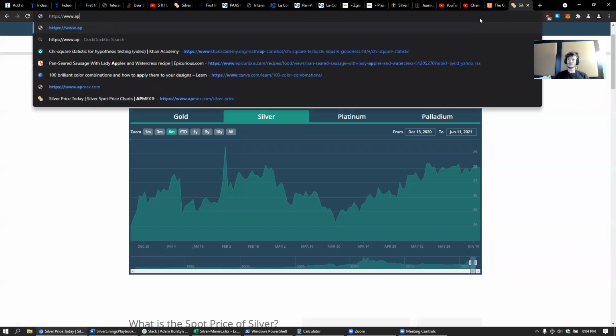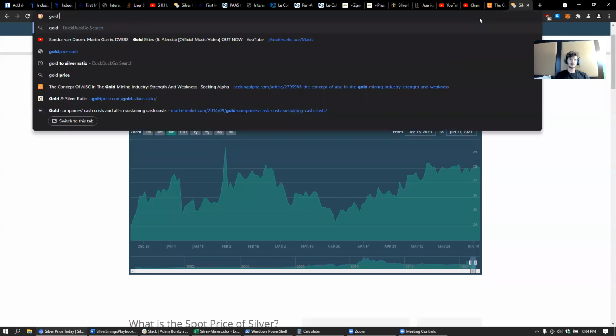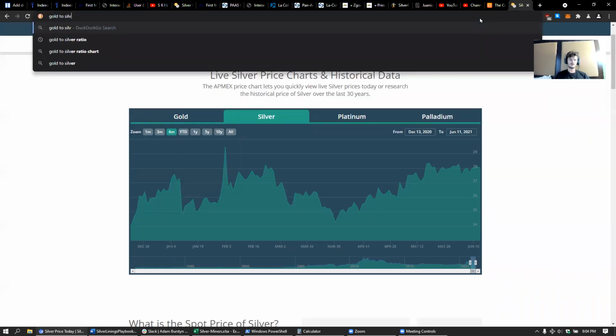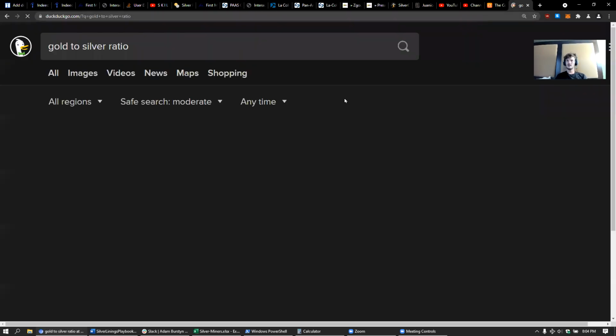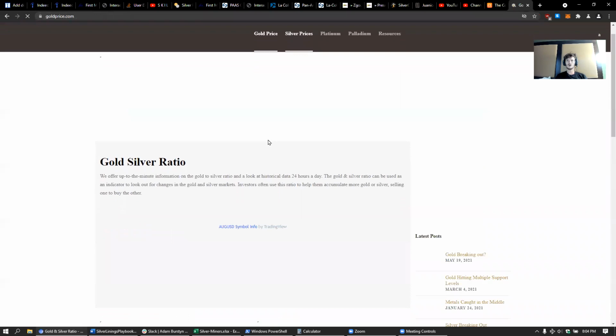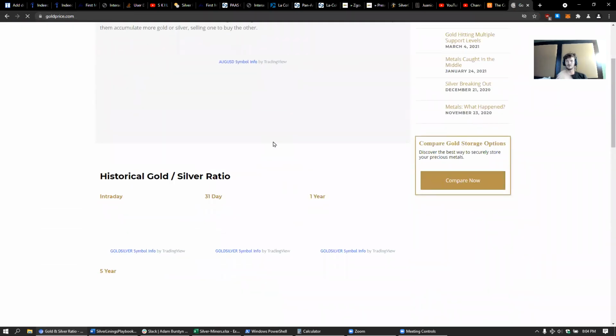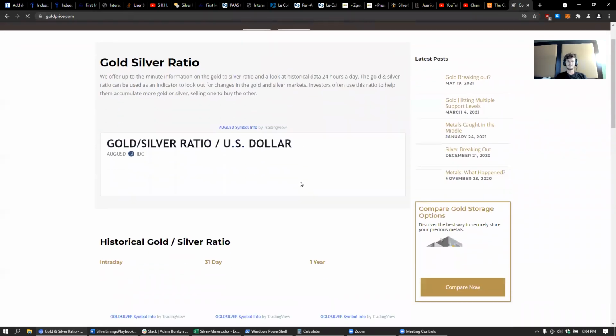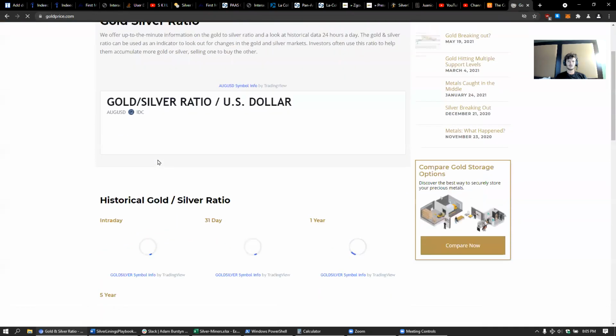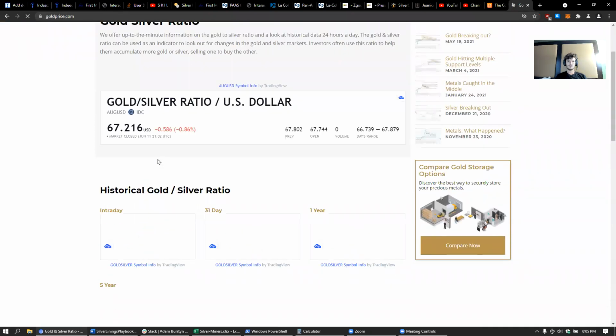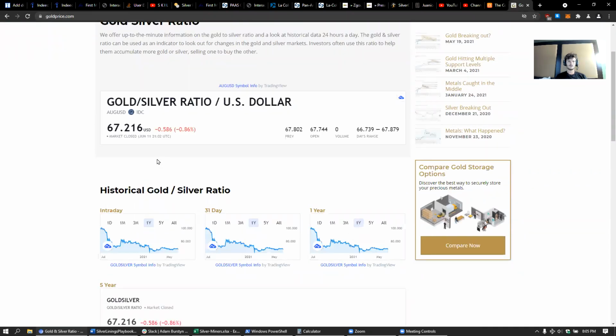And let's just look up the gold to silver ratio, so we can see what it is today, right? These are all good metrics to kind of keep at the back of our mind in this research. If it loads. So it's 67.2.